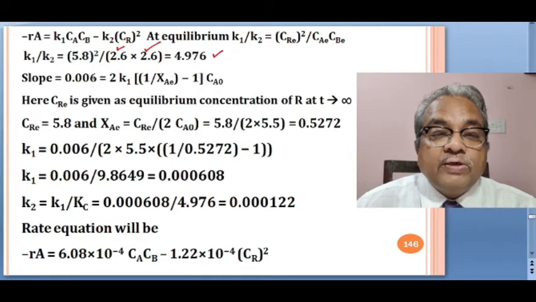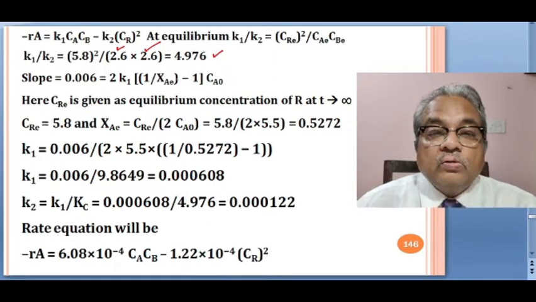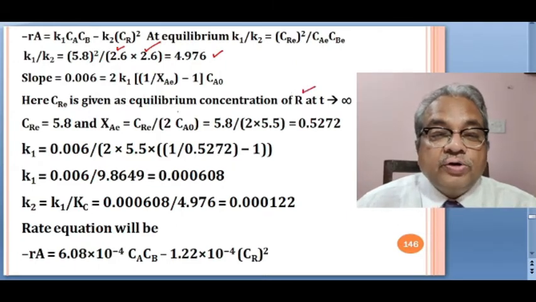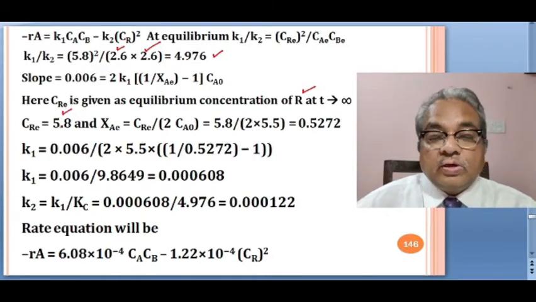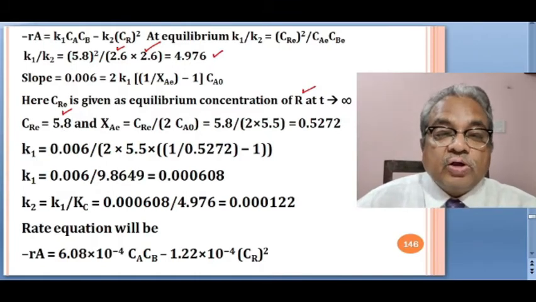Now this is the slope, 0.006. The slope is 2K1 into (1/XAE minus 1) multiplied by Ca0. So we know these values. CRE is given as the equilibrium concentration of R at t tending to infinity. So that value is known, 5.8, at equilibrium at time t tending to infinity.